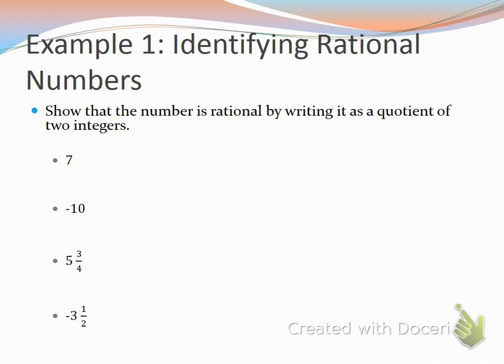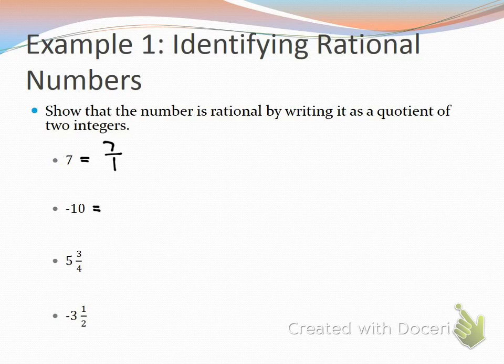Okay, so you're going to have 2 sections on your homework tonight where it asks you to show that the number is rational by writing it as a quotient of 2 integers. What does that mean? It's a fancy word for fraction. Write it as a fraction. How do I write a whole number as a fraction? 7 over 1. It's that easy, okay? All I'm doing is showing that it's rational, okay? So I want you to do the same thing to the second one.